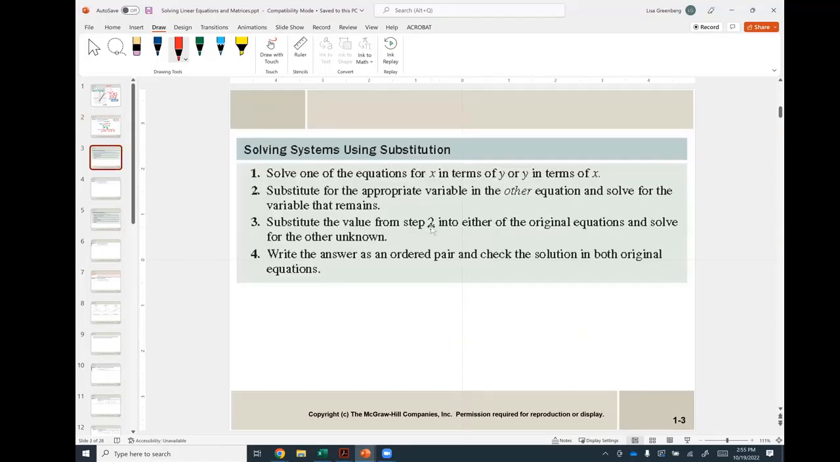Substitute the value from step 2, which was my x, into either one of the other equations, and then we're going to solve for y, and then we're going to write it as an ordered pair. I'm not going to check them, but I would highly recommend, if you do this and you're not sure, that you check the answers, just like I checked the answer when I graphed it. Just plug those numbers back in and make sure they work, and then you'll know for sure you got it right.